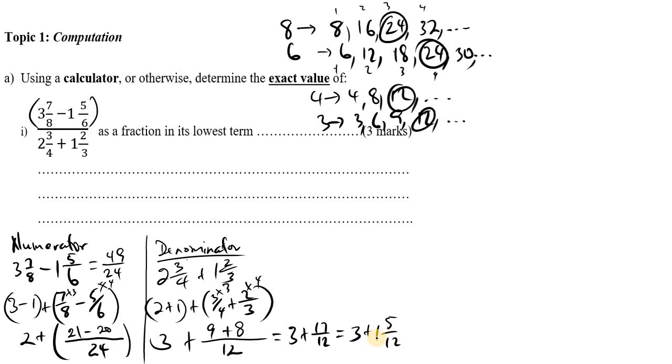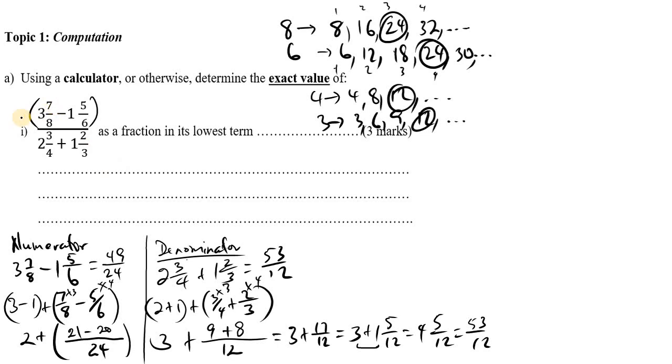And of course, this literally means 1 plus 5 over 12, right? So we can add the whole number portion, which is going to be 4, and 5 over 12. Of course, we can convert this: 12 times 4 is 48, plus 5, that's 53 over 12. So our denominator fraction is 53 over 12.